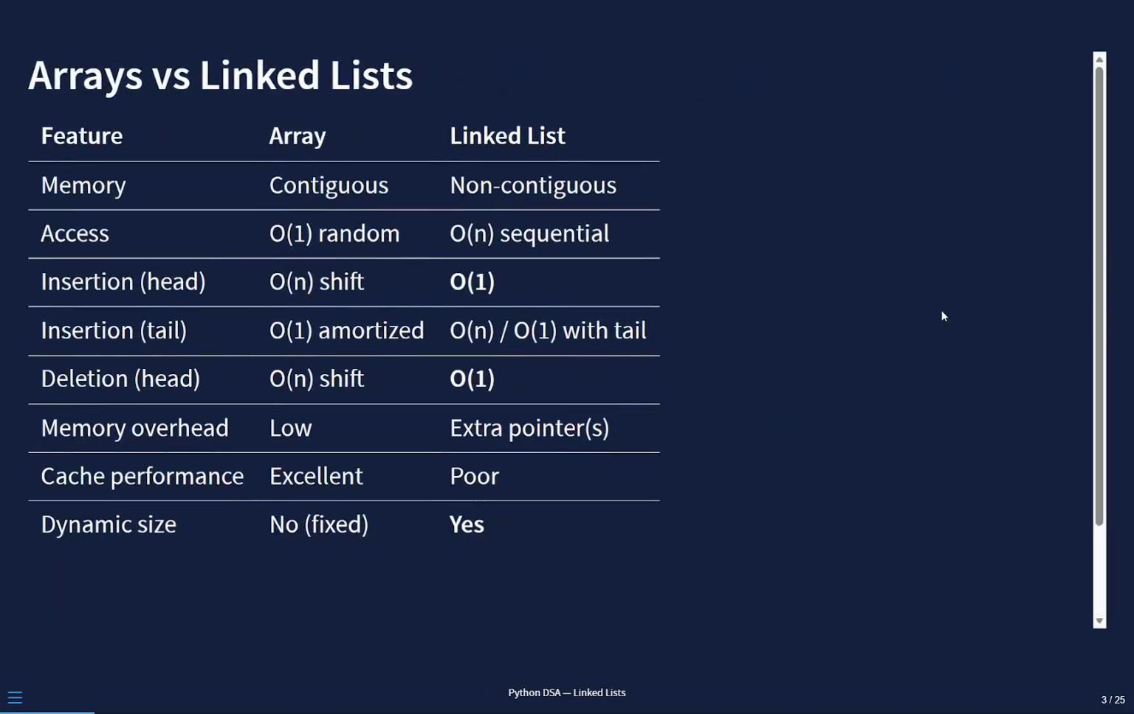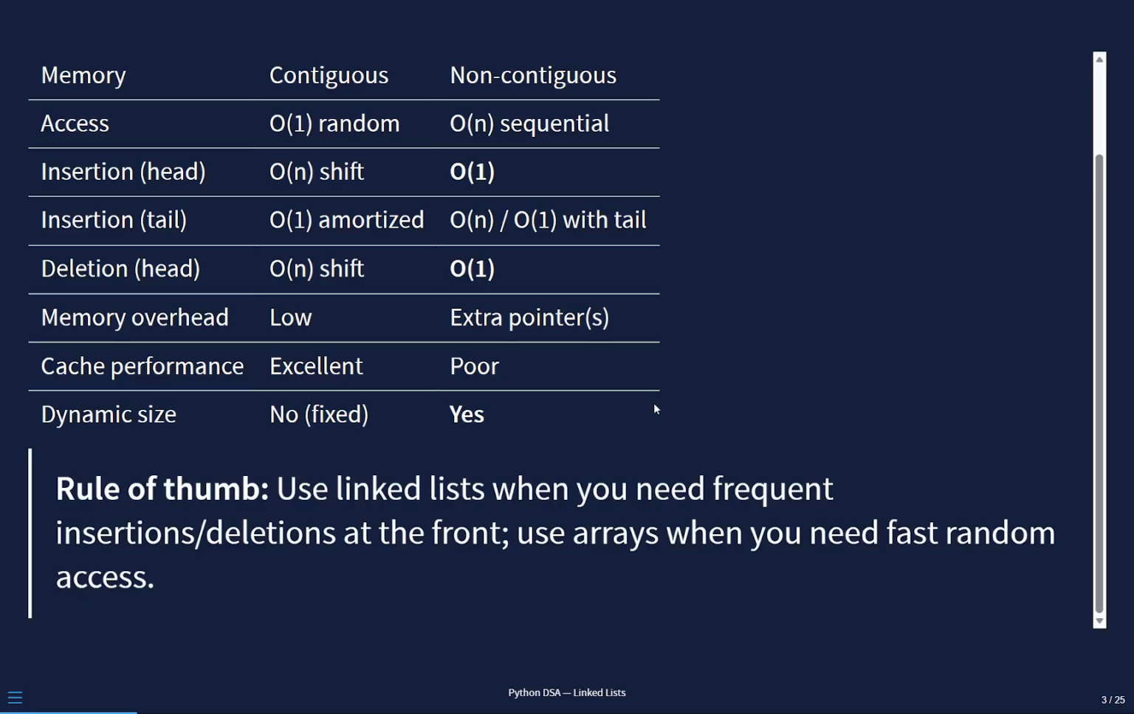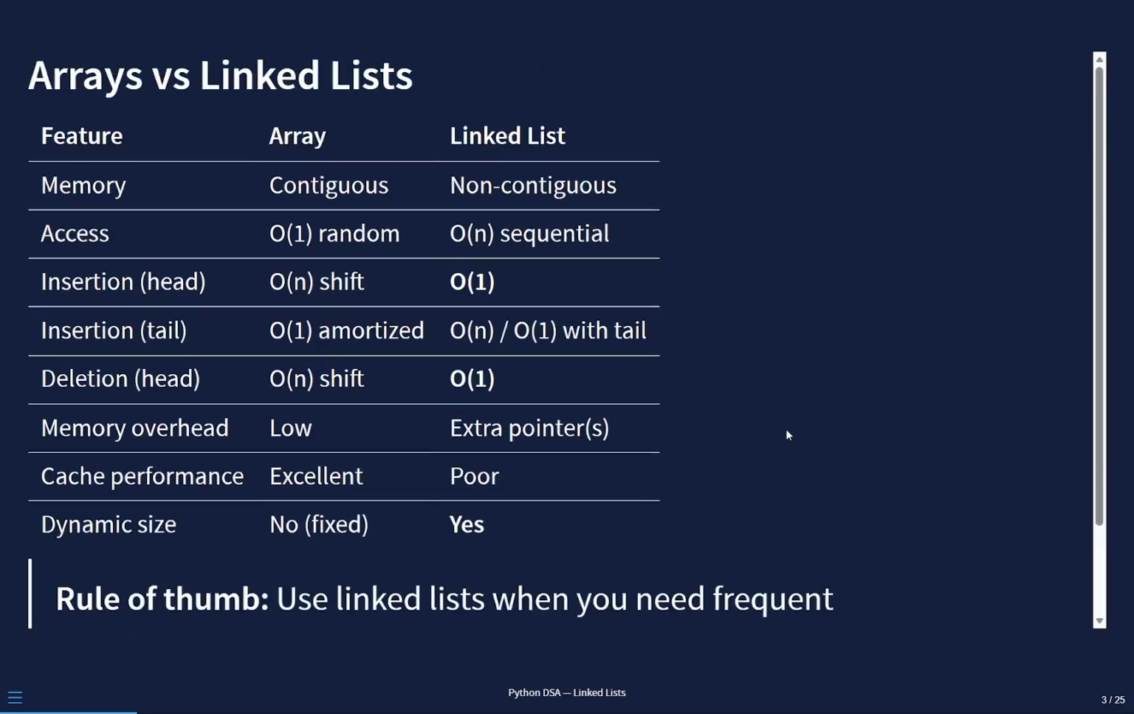Before we write any code, let's understand why linked lists exist. The comparison with arrays tells the whole story. Memory. Arrays require contiguous memory. Every element must be right next to the previous one. Linked lists don't care. Each node can live anywhere in memory. Access. Because of that layout, arrays give you O(1) random access. You can jump directly to index 5 in constant time. Linked lists require O(n) sequential traversal. You have to walk the chain node by node.